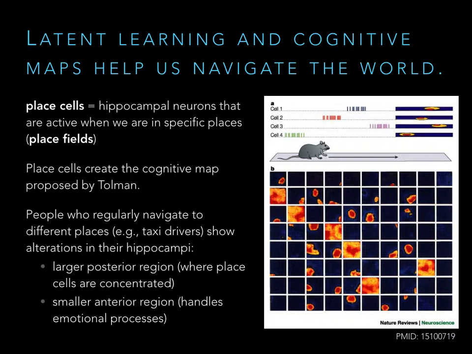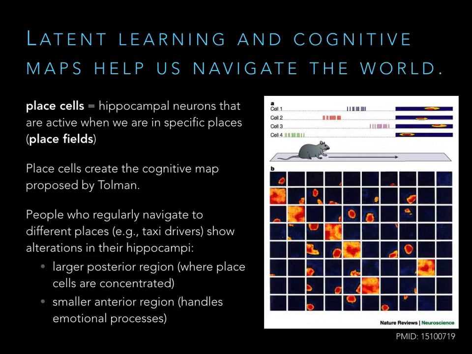And then a little bit later, place cell 2 becomes active because the rat's in a different place. And when the rat continues to walk further down, well, cell 1 becomes active, and then cell 3 becomes active at the end. So there are different cells that respond to different positions in the world. As crazy as that sounds, it's true.